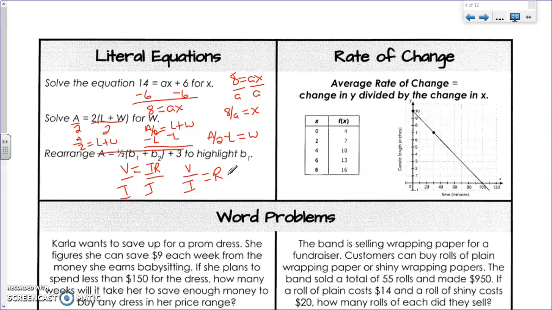Okay, average rate of change. If you remember, it's the change in y divided by the change in x. This here is linear because it's going up by 3. On this side, 4 to 7 is 3, 10 to 13 is 3, 0 to 2 is 2, 2 to 4 is 2, 2, 2. So y over x, the rate of change, is 3 halves.